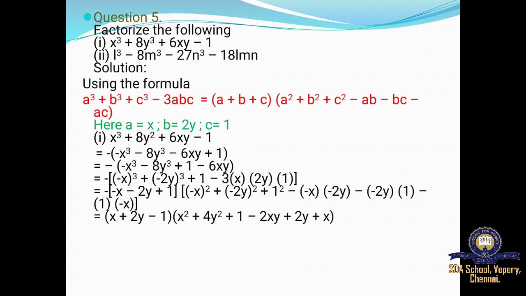As I have written it over here, the minus will remain as it is. So minus of x minus 2y plus 1 into minus x the whole square plus minus 2y the whole square plus 1 square minus x minus 2y minus of minus 2y into 1 minus 1 into minus x. As I told you, you have merely substituted. I have not done much to it. Then I open up the bracket. After opening up the bracket, I get x square plus 4y square plus 1 minus 2xy plus 2y plus x. Yes.